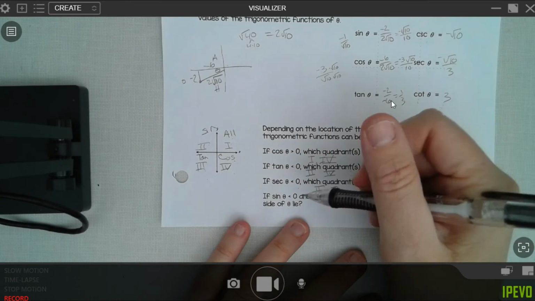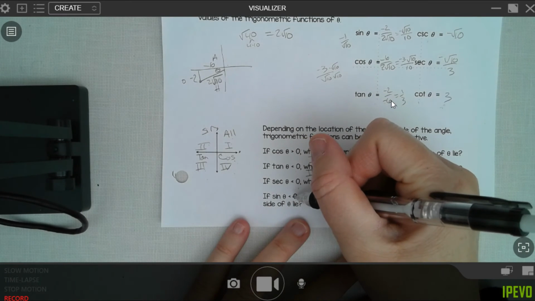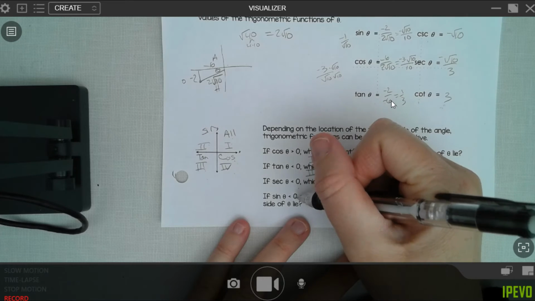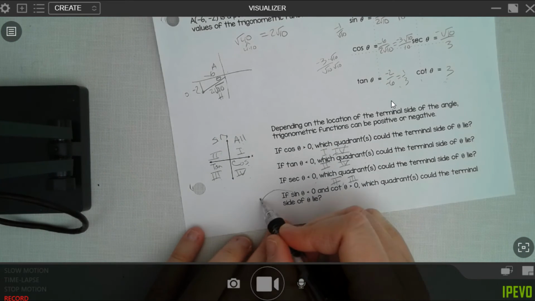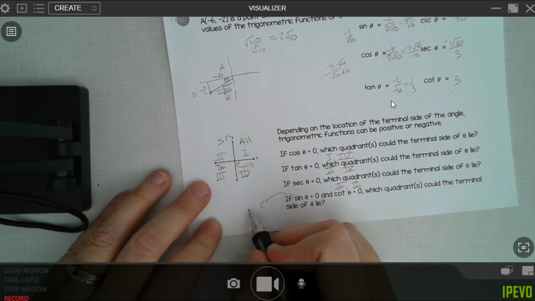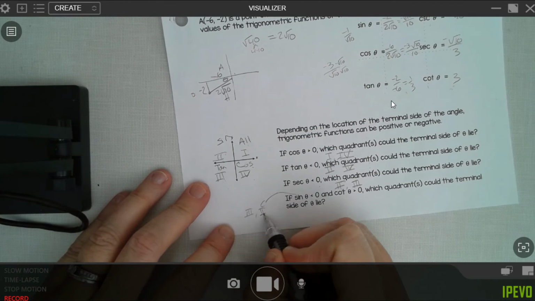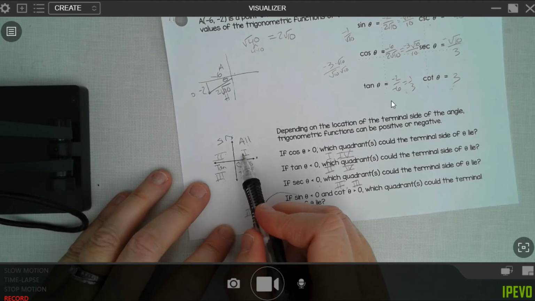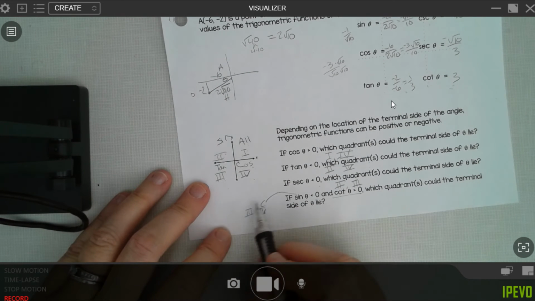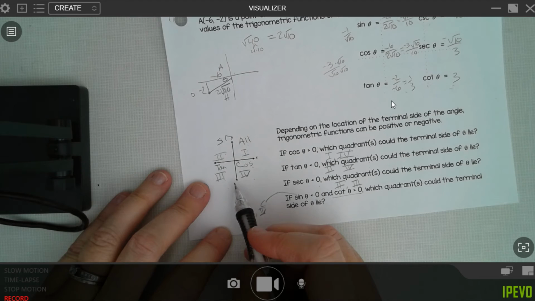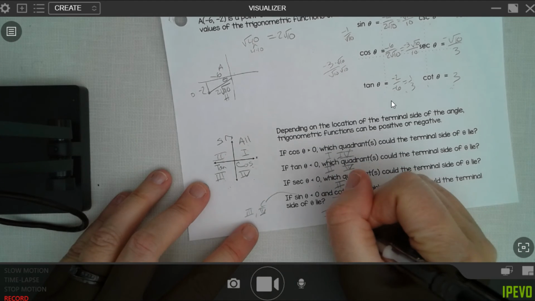And then if I want to do the next one, so if sine is negative, let me write that down first. If sine is negative, we have to either be in 3 or 4, right? Because sine's positive in its own quadrant. And if cotangent is positive, you look at these two quadrants and which of these two is cotangent positive, and it's quadrant 3.